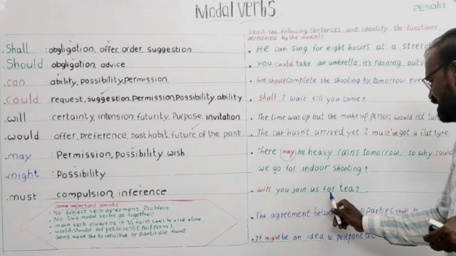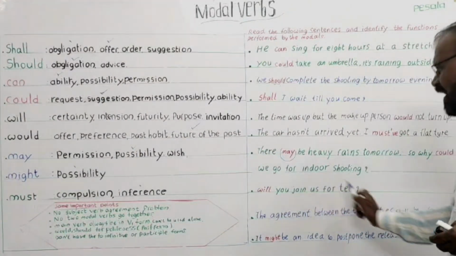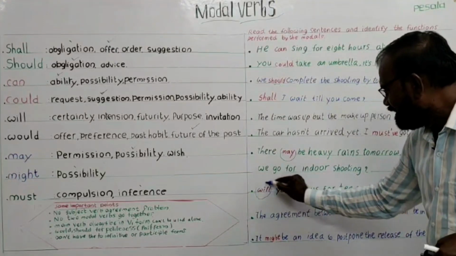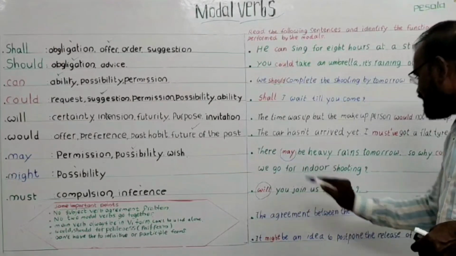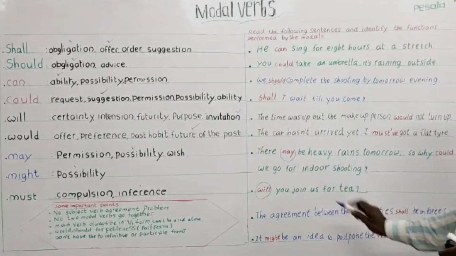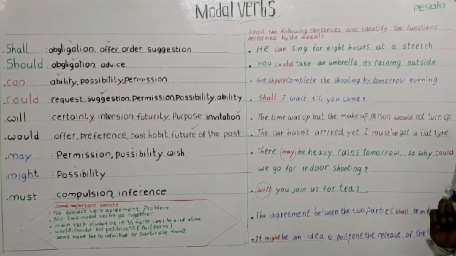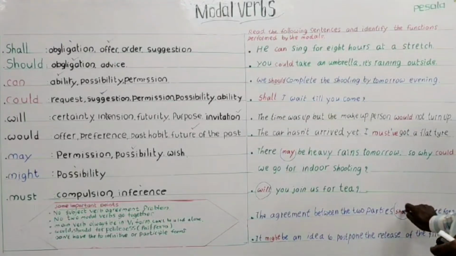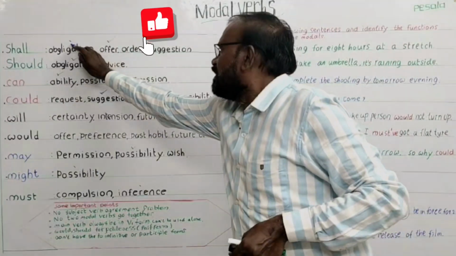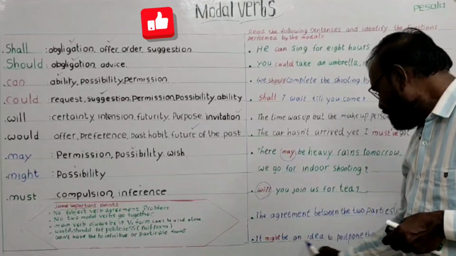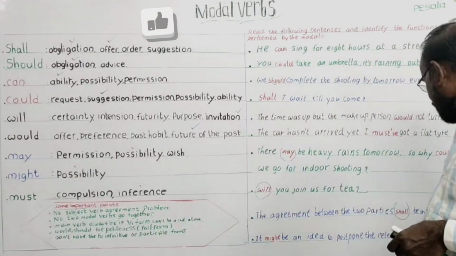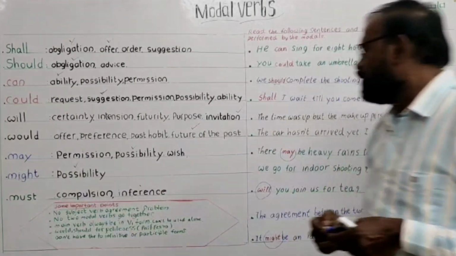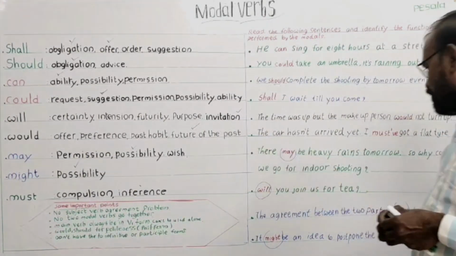And will you join us for tea? Here, in this situation, the modal verb will shows us the invitation or the offer. And the agreement between the two parties shall be in force for 2 years. Here shall is the modal verb. It tells the obligation, compulsion. And then it might be an idea to postpone the release of the film. Here might shows the possibility. We have only one usage for this might, that is possibility.